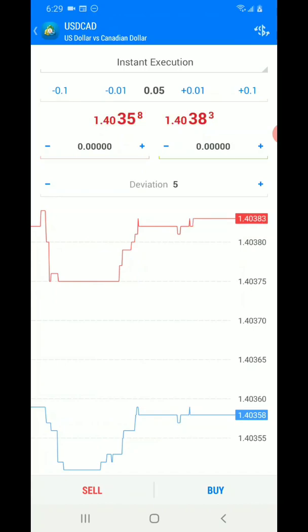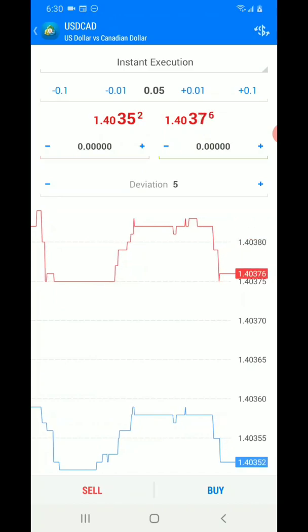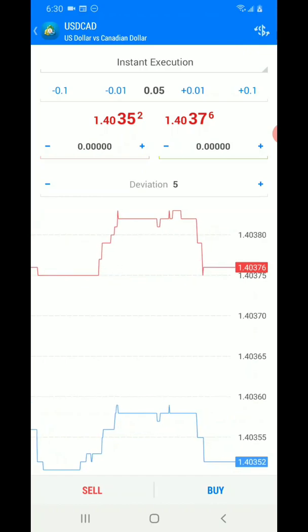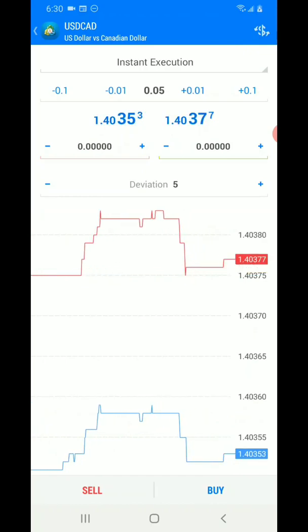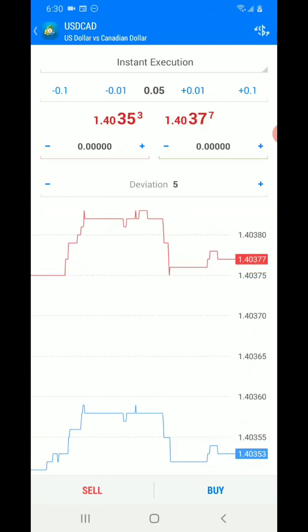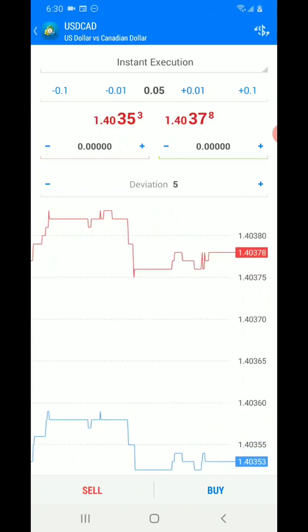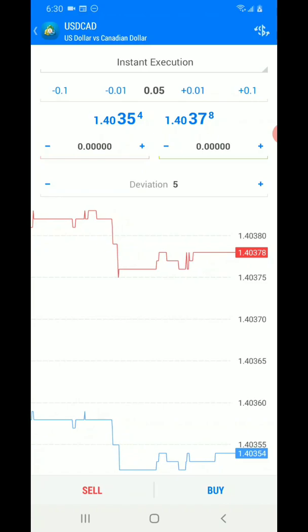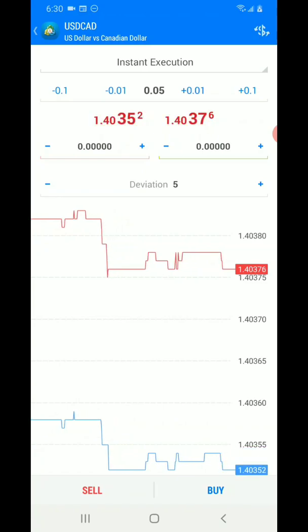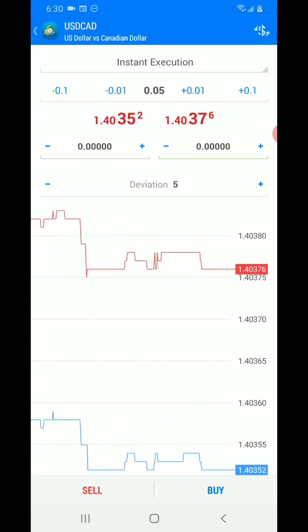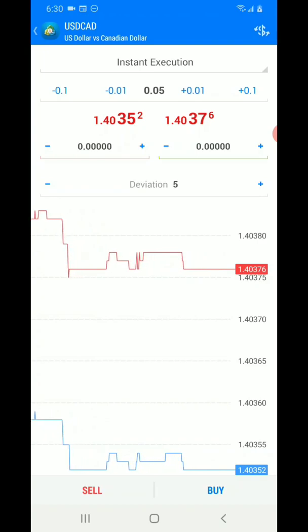Let me explain the very same thing the other way around. Let's say we believe that the Canadian dollar will appreciate. But in this quote, the Canadian dollar is not our base, but its price currency. So going back to what I said earlier, price currency appreciating implies base currency depreciating. So we have to sell.